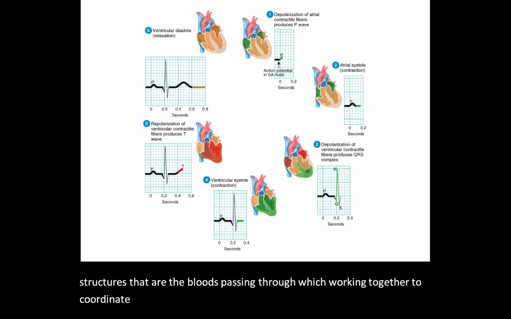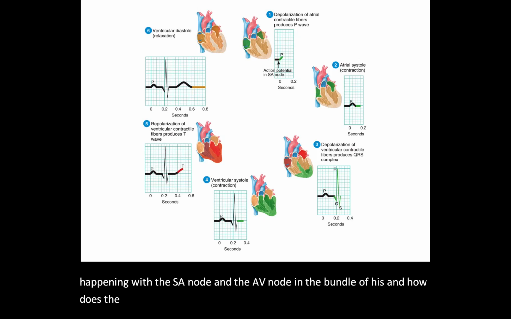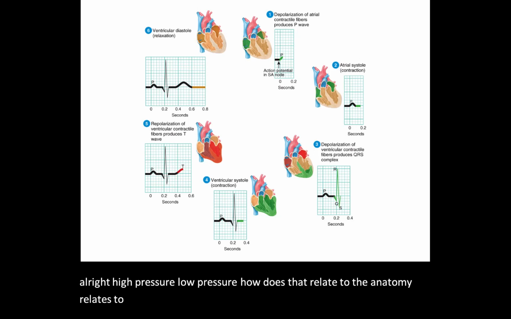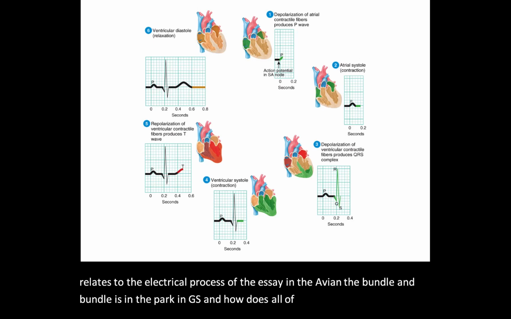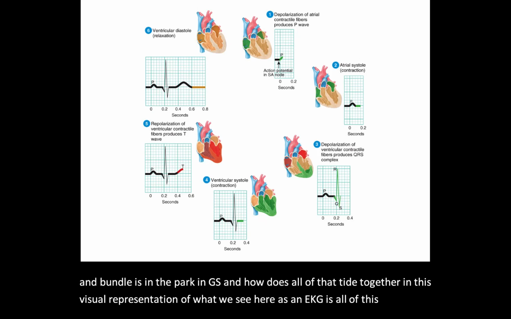Right? And on top of that, what is happening electrically? What is happening with the SA node and the AV node and the bundle of His? And how does the fluid mechanics, systole, diastole, high pressure, low pressure, relate to the anatomy, relate to the electrical process of the SA and the AV and the bundle of His and the Purkinje's? And how does all of that tie together in this visual representation of what we see here as an EKG? Because all of this, again, ties together.